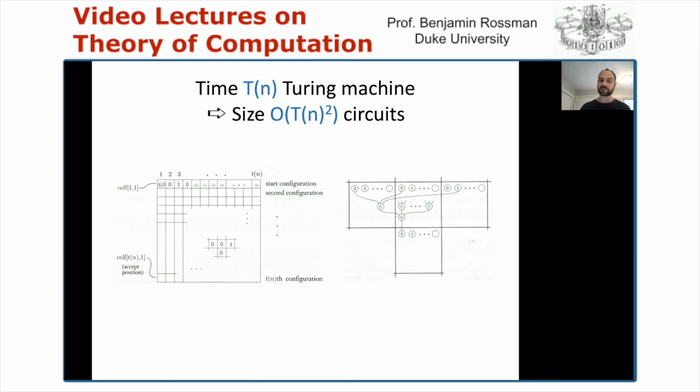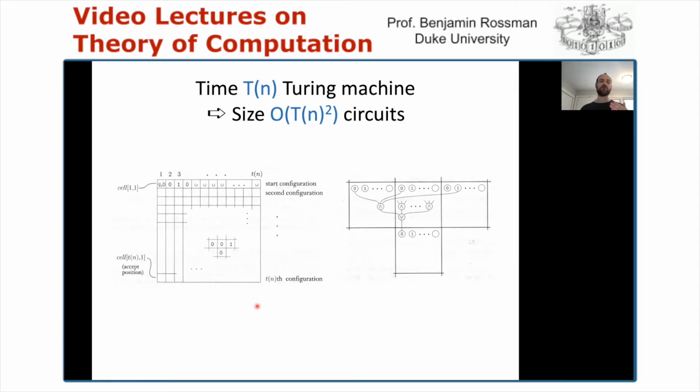Okay, here's an illustration of the construction. These diagrams are copied from Sipser's book. The idea is based on what's known as the tableau of the Turing machine M on a given input X. The tableau over here on the left is a T by T table.